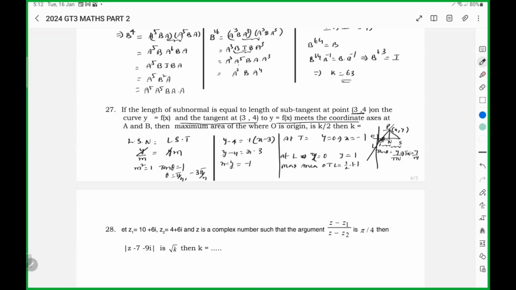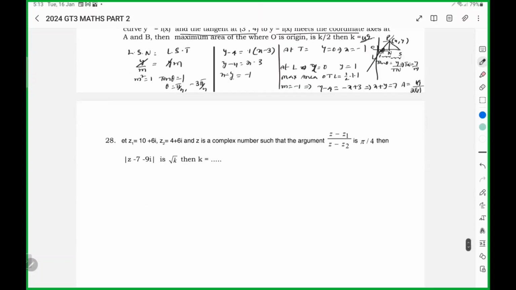Other possibility, if you take minus 1 as slope, in that case, you will have a line y minus 4 is minus x plus 3. So x plus y is 7. In this case, area is c square by 2ab. C square means 49 by 2ab. So possible answer, there are two areas. One area is half, other area is 49 by 2. So K here is 49.